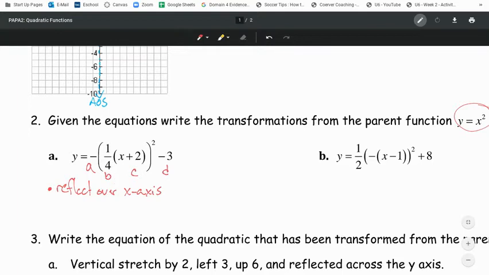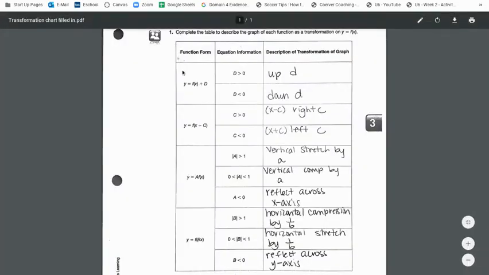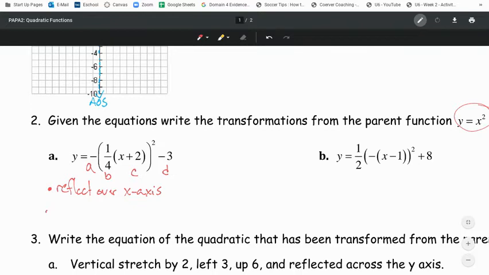Okay, then I look at B. B is 1/4. So I come back to my transformations. I look at B. This is where B is between 0 and 1. Okay, so we have a horizontal stretch. So then I just simply write horizontal, and I can abbreviate stretch.